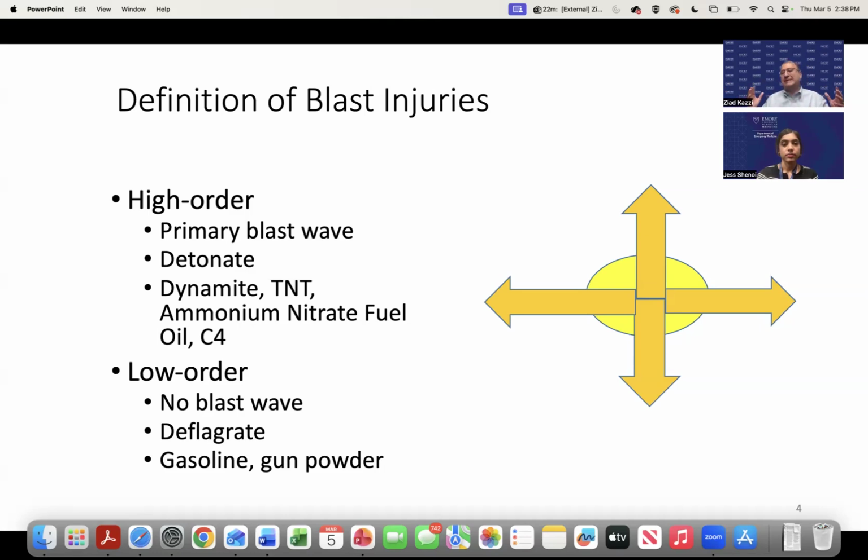Contrast that to low order explosives like gunpowder or fireworks or gasoline. Those release a pressure wave that is subsonic, do not cause these primary blast wave injuries, but it does cause a release of pressure, it does cause traumatic injuries, it does cause burns, and it doesn't detonate. We say it deflagrates.